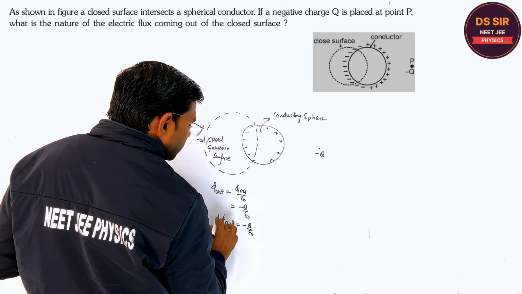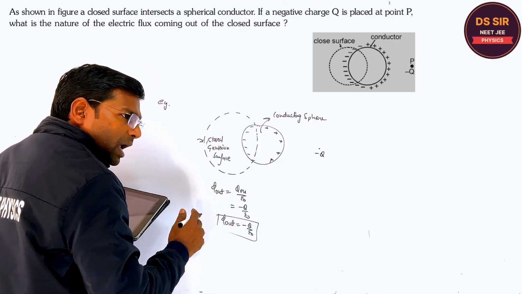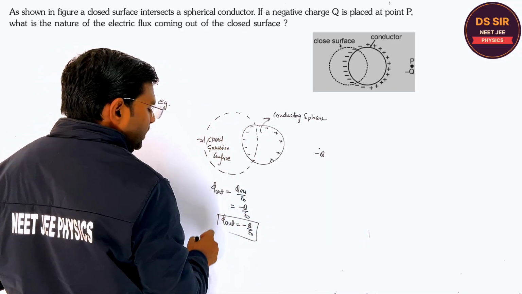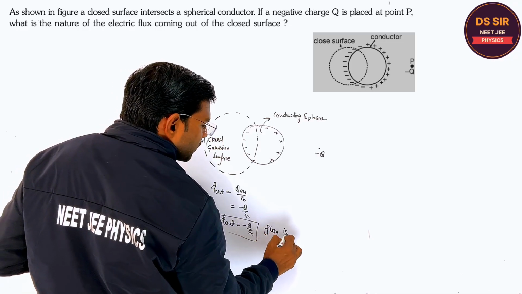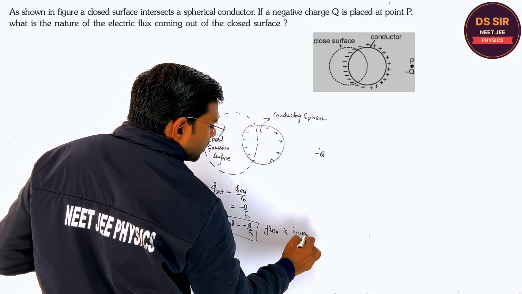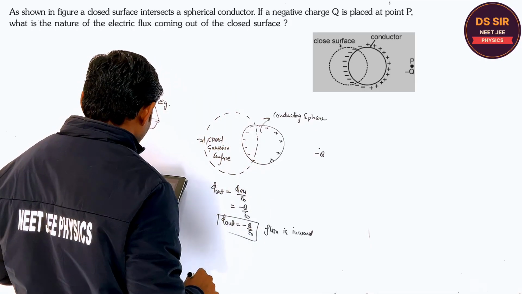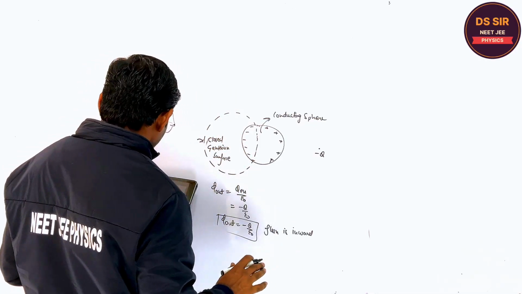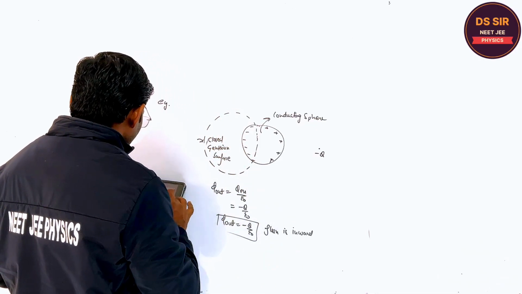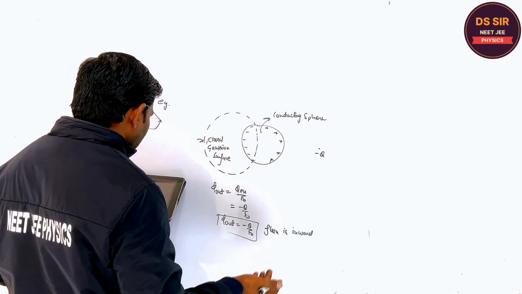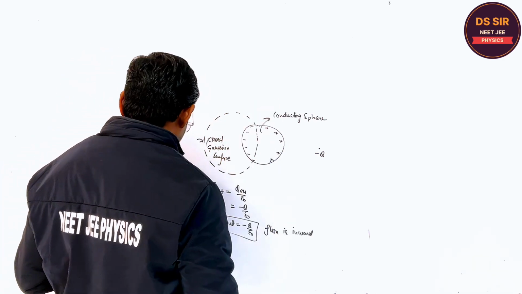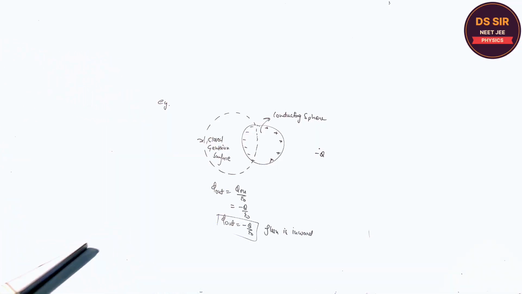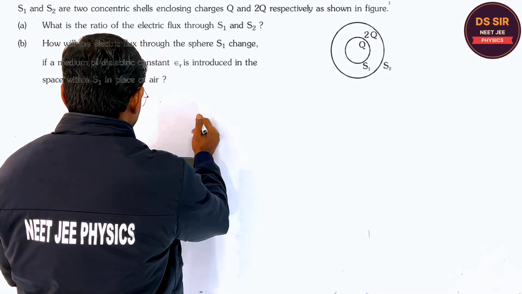What does it mean? The flux is not outward linked with this surface, rather flux is inward. Flux is inward, or coming to the closed surface. Is it clear or not? So they are asking what is the nature of electric flux. The electric flux is negative and therefore it is coming towards the Gaussian surface, right? Copy this.